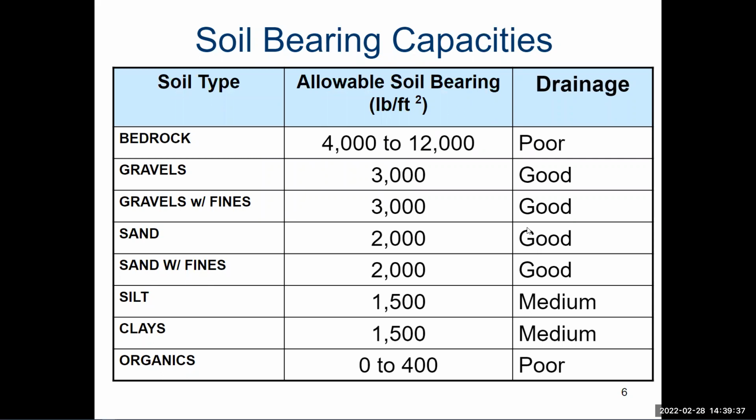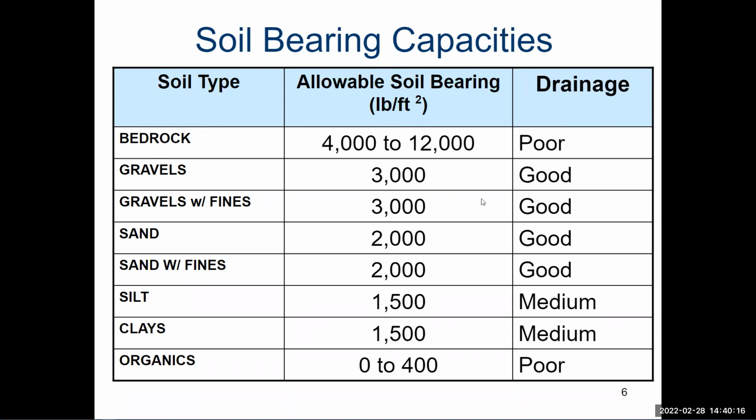All right, as mentioned earlier, here are some of the different soil types. These are the most common ones that we'll be thinking about, and the allowable soil bearing pressure is shown there in pounds per square foot. You can see that bedrock is the best at soil bearing, with values anywhere between 4,000 and 12,000. But the trade-off is it has poor drainage. We talked a little about flood loads, and a little bit later we'll talk about stormwater runoff as well.